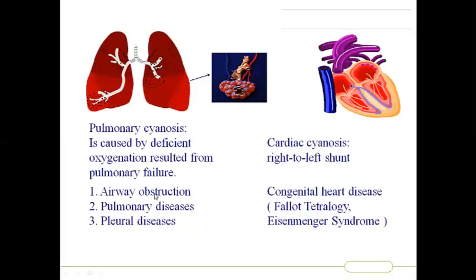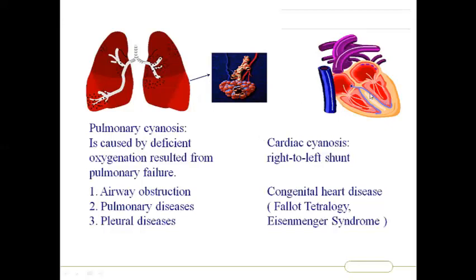So what are the causes? Pulmonary cyanosis is caused by deficient oxygenation resulting from pulmonary failure. What are the pulmonary failures? Like airway obstruction, pulmonary disease, and pleural disease. In all these diseases, let's suppose there is obstruction in the lungs. If there is obstruction, there will be reduced supply of oxygen, and from the lungs the oxygen diffuses to the blood. So if there is obstruction or oxygen is not diffusing to the blood, there will be reduced oxygen supply, and that will create cyanosis.